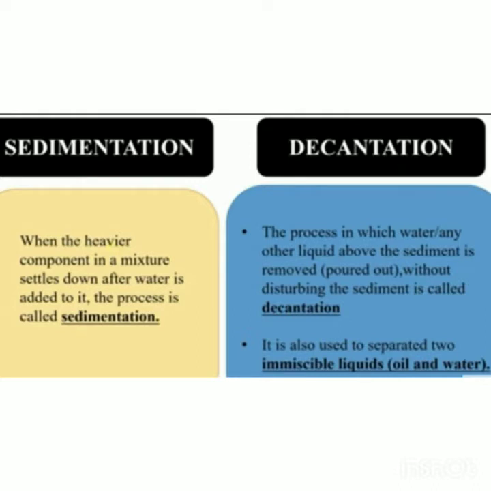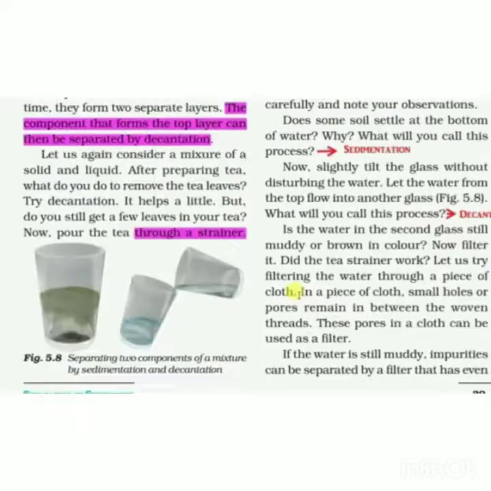Decantation is a process for the separation of a mixture by removing a layer of liquid from the top after the heavier component of the mixture settles down. The method of decantation can also be used for separating two immiscible liquids. Immiscible liquids means liquids which do not mix with each other.